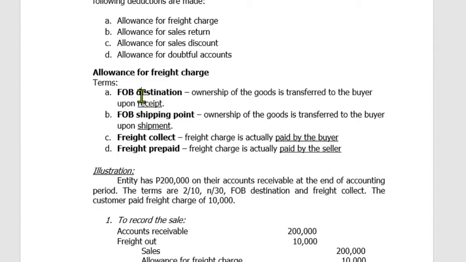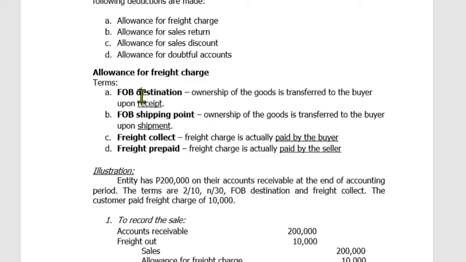Next, yung freight collect. Freight charge is actually paid by the buyer. Itong freight na tinutukoy dito is the transportation or the delivery expenses. When we say collect, ibig sabihin, kapag na-deliver yung mga items sa buyer, ay babayaran ni buyer yung shipping fees. So parang COD ang labas when you are doing online shopping.